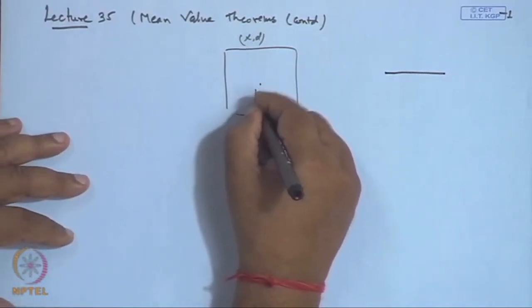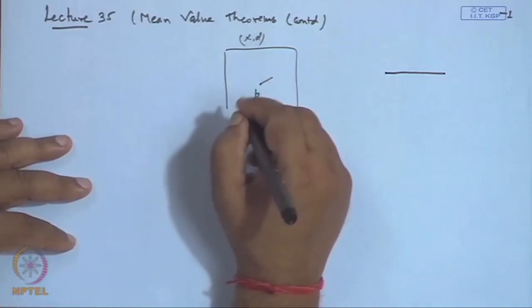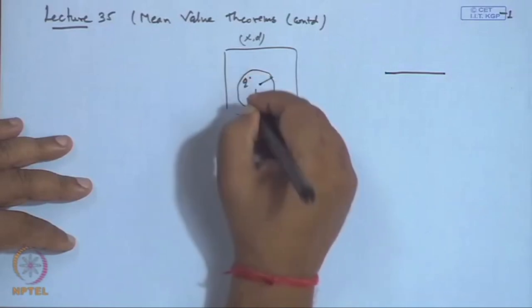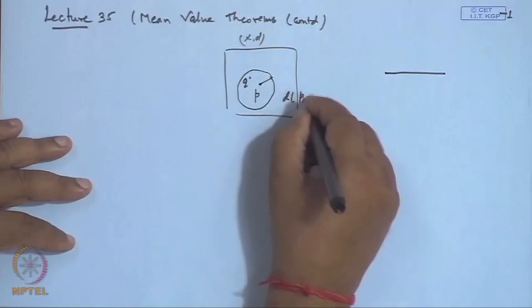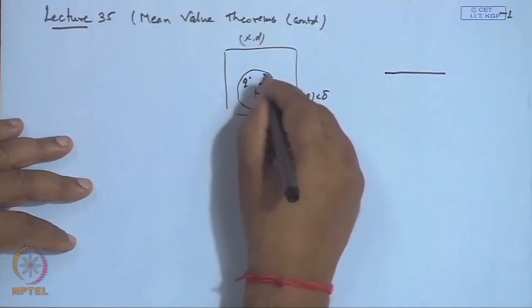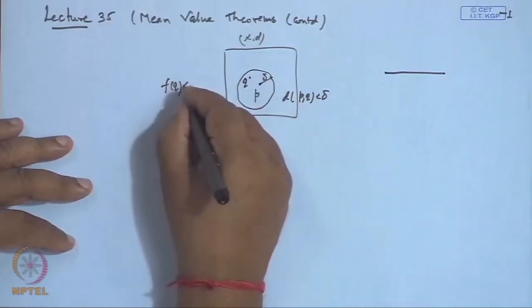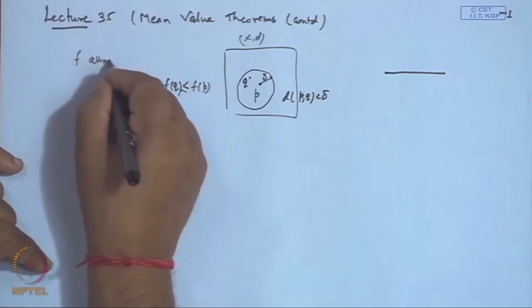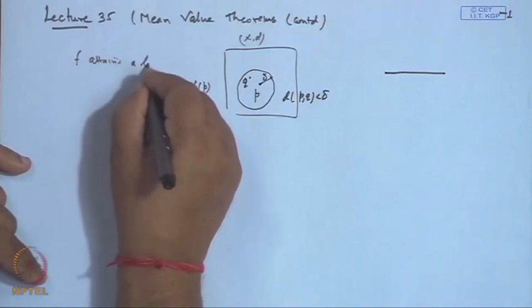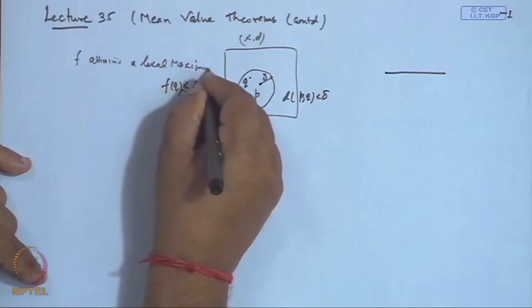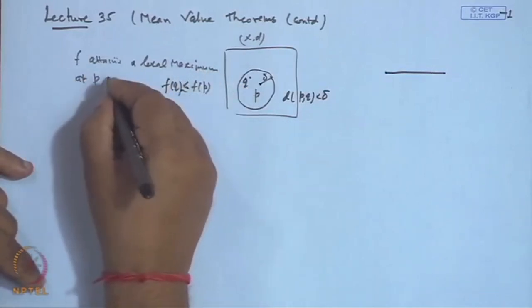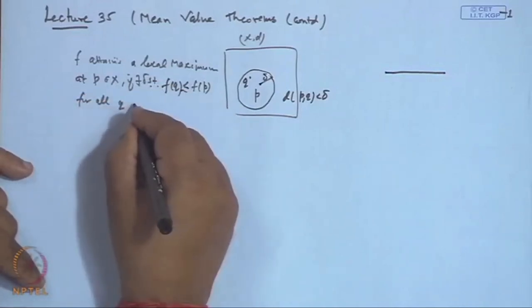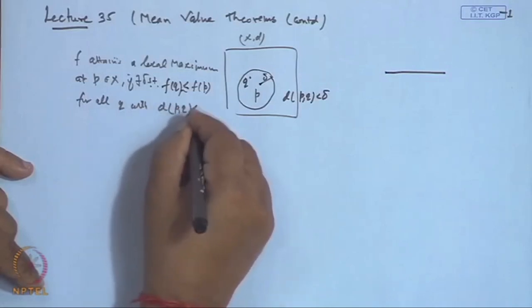f is a real-valued function defined on a metric space. Then we say f has a local maxima at a point p if there exists a delta such that the value of the function at p is greater than or equal to the value at any point q which lies in the delta neighborhood of p. If the image of any such q is less than or equal to the value of the function at p, then we say function f attains a local maximum at p, where p belongs to X, if there exists a delta such that this inequality holds for all q with d(p, q) less than delta.